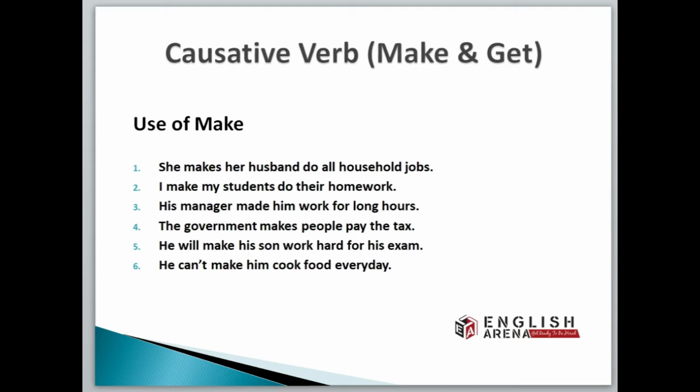Let's go for another example. I make my students do their homework. Or his manager made him work for long hours.